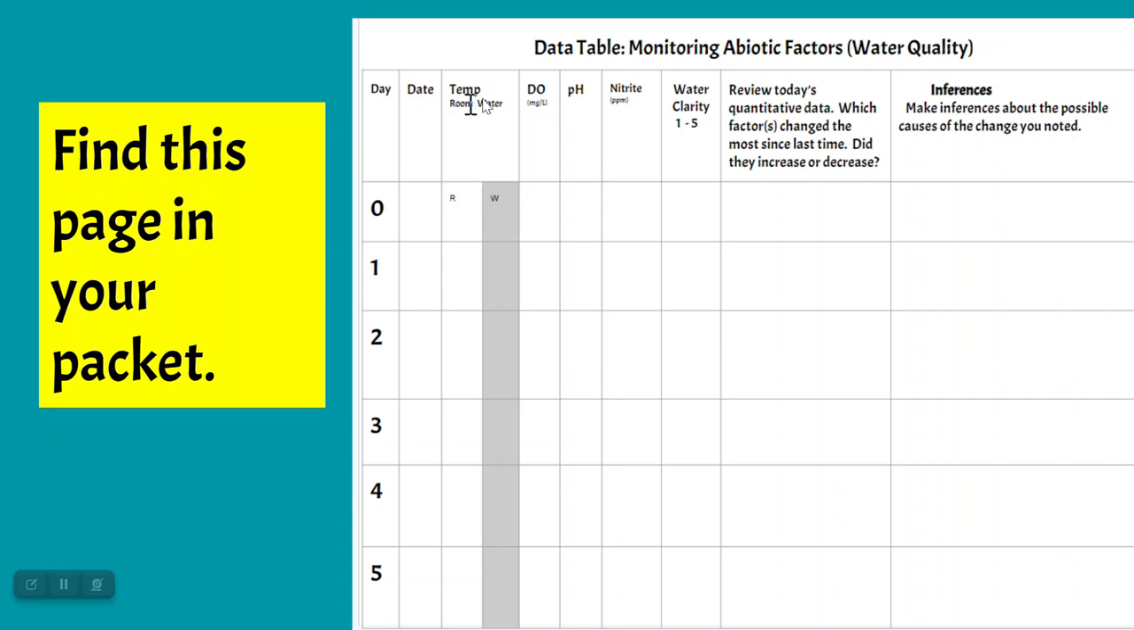We're going to measure temperature. We're going to measure dissolved oxygen. That's what DO stands for. pH, which is really potential hydrogen. Sometimes I call it perhydrogens. Nitrite. And we're going to measure water quality. So these are all quantitative measurements because we're actually going to be able to put a number down. So on our first day, day 5, we didn't actually record anything, but our initial day, the first day we record, is going to be day 0.